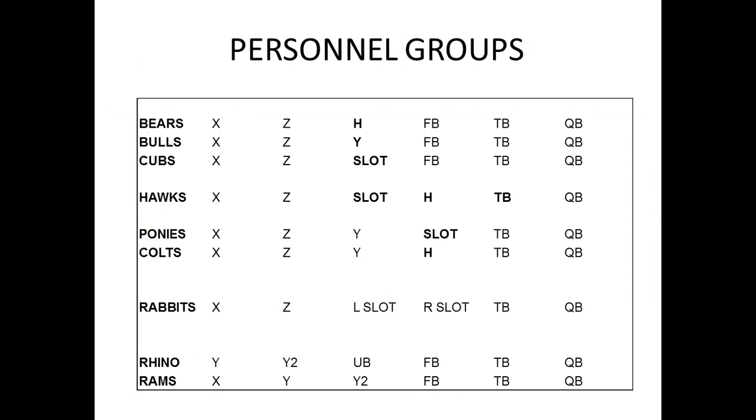How we do personnel groups. So we try and keep them compartmentalized by Bears, Bulls, Cubs, all Chicago teams. Hawks, we throw in there too. When we go with the Y, often we'll use ponies and colts, horse theme. For 4 wide, we often will use rabbits, and then when we get in a big I double tight set, we'll use rhinos and rams.